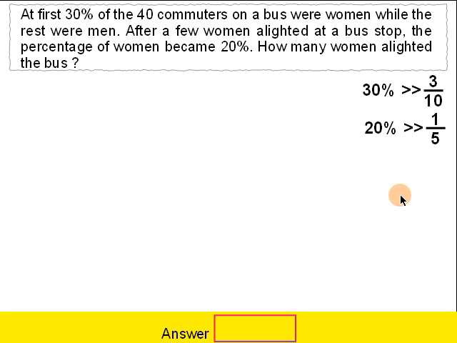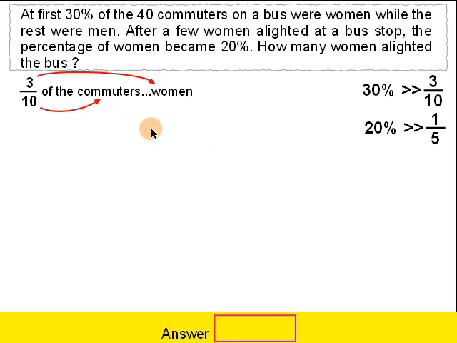Firstly, we must know that 30% is equivalent to 3 over 10 in its simplest fraction form. And 20% is 1 over 5 in fractions. Alright? And we know that for that statement that says 30% of the 40 commuters, it now becomes 3 over 10 of the commuters were women.